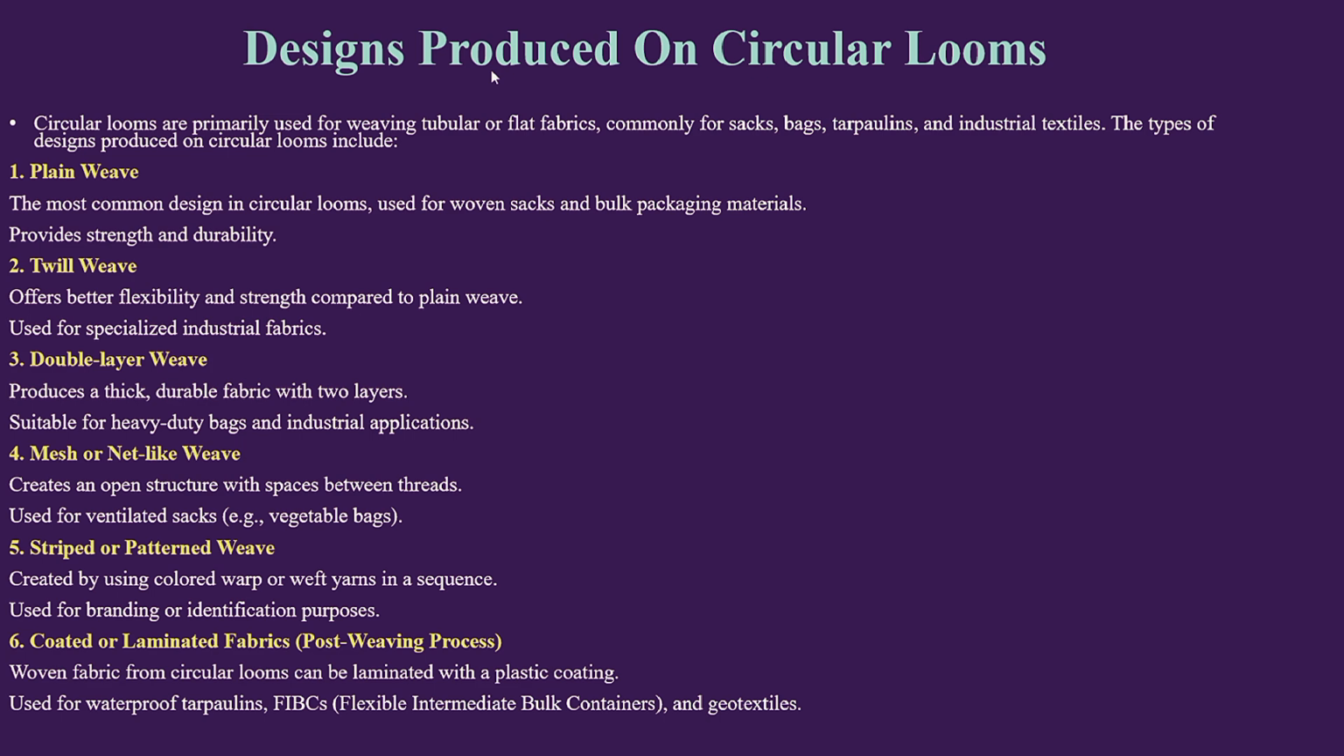Designs produced on circular looms. The designs produced on circular looms are primarily used for weaving tubular or flat fabrics, commonly for sacks, bags, strapline, and industrial textiles. The types of designs include: first is plain weave, the most common design in circular looms, used for woven sacks and bulk packaging materials, provides strength and durability.